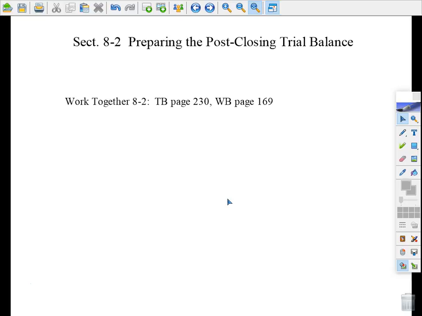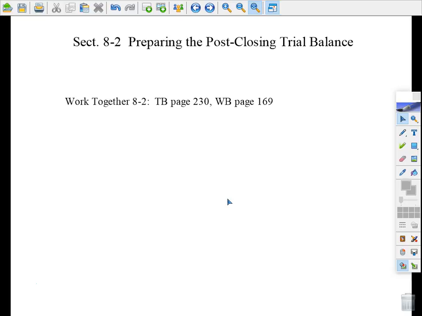When we start a new accounting period, which for most businesses is a month, going into the next month, we need to make sure that we start off in balance. And so after closing entries have been posted, and we talked about closing entries yesterday, there are only three types of accounts that should have a balance: assets, liabilities, and the owner's capital account. So everything else has been zeroed out through our closing entries.